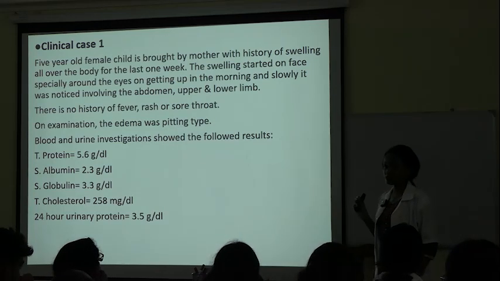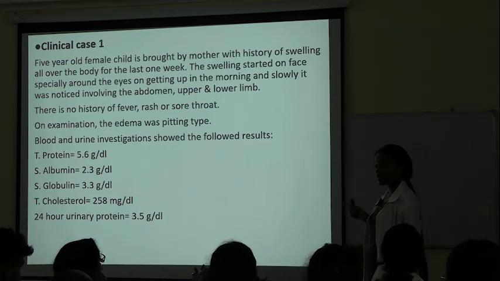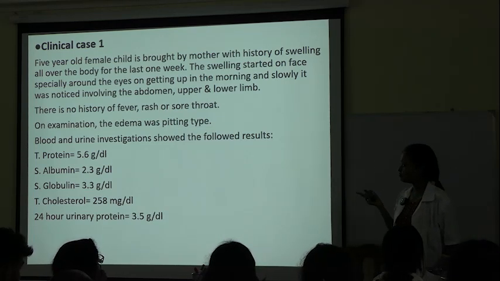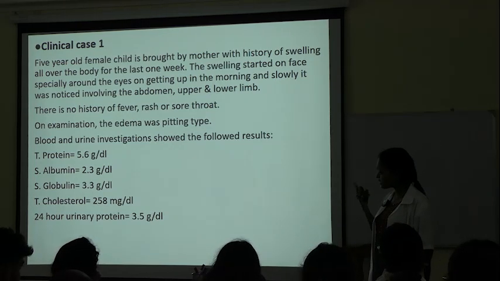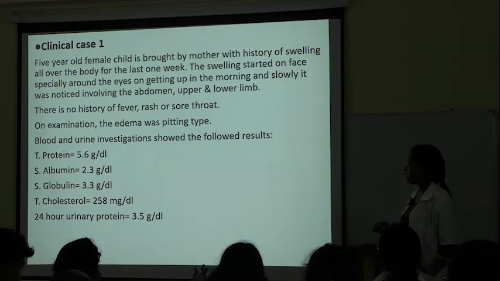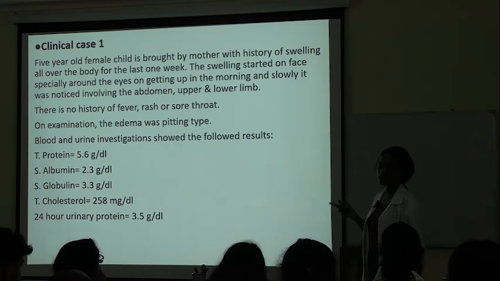There is a similar case, nephritic syndrome. In nephritic syndrome, the 24-hour urinary protein is 1 to 2 gram per deciliter. The urinary excretion of protein is less in nephritic syndrome. And also the pathology is different in nephritic and nephrotic.